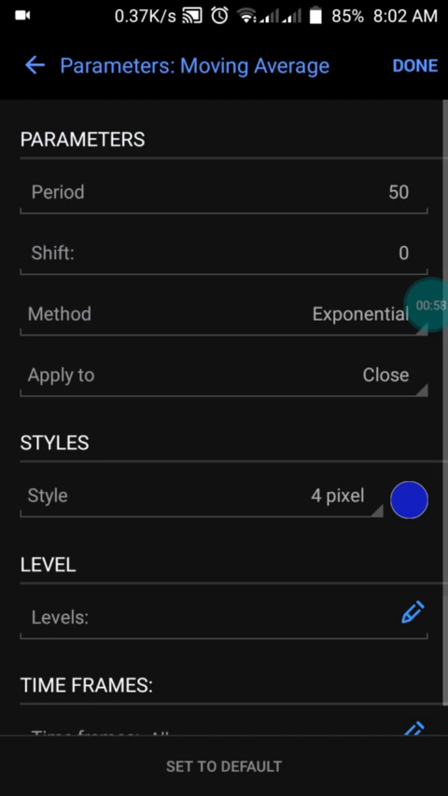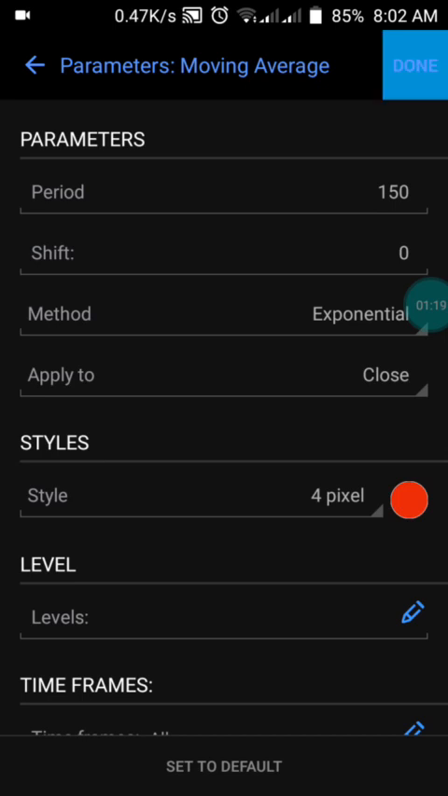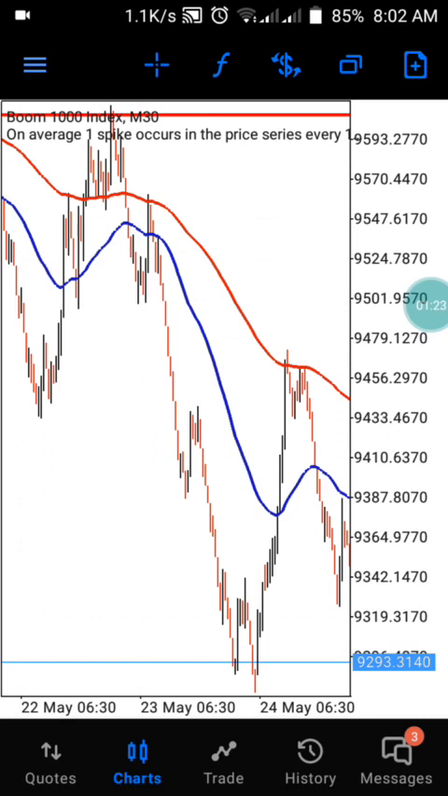We have your moving average here, with a period of 50, a shift of 0, the method exponential, apply to close, and blue as our style color. Then you press done. Then we have the second moving average, with a period of 150, a shift of 0, the method exponential, apply to close, and red as our color here. With this, you will have these same two settings on your phone.